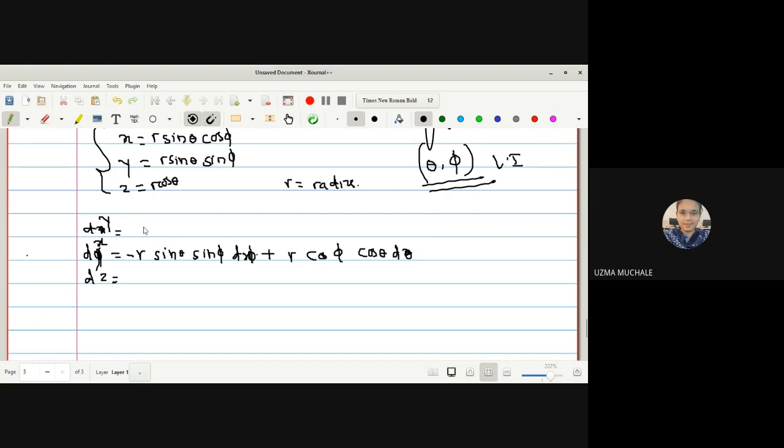Okay, what is the derivative for dy? That is r as it is, sine theta as it is. The derivative of sine phi is cos phi d phi, plus in the next one we will find the derivative of sine theta. First sine phi as it is, the derivative of sine theta is cos theta d theta. Correct? And the last one, minus r, the derivative of cos theta is sine theta d theta. Correct? Now in this way we have found the values of dx, dy and dz.